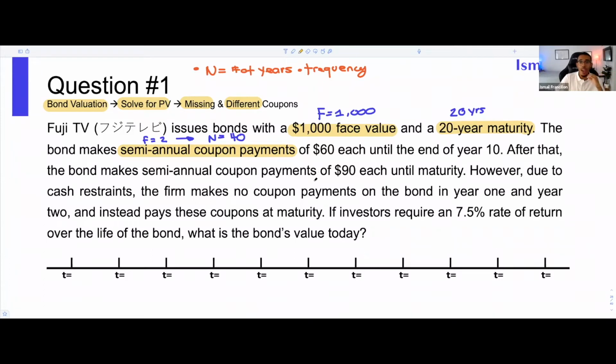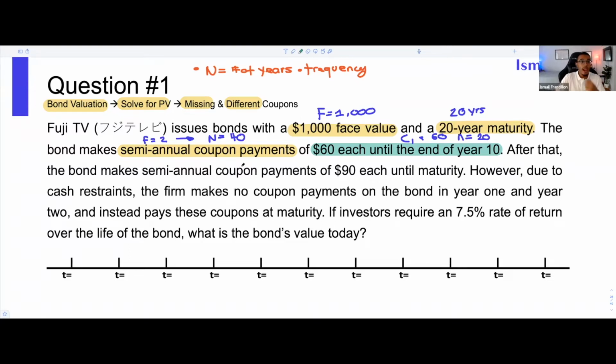The bond makes semi-annual coupon payments of $60 each until the end of year 10. Okay, that's pretty awesome. I'm going to highlight this in a different color because I kind of know where this is headed. On an exam, if you see something like this, where they tell you until the end of a specific year in a bond question, start highlighting in different colors, because we're going to break the question down into different parts. So this is the first part. They're going to be paying $60 coupon payments for essentially 20 payments, half of our 40.